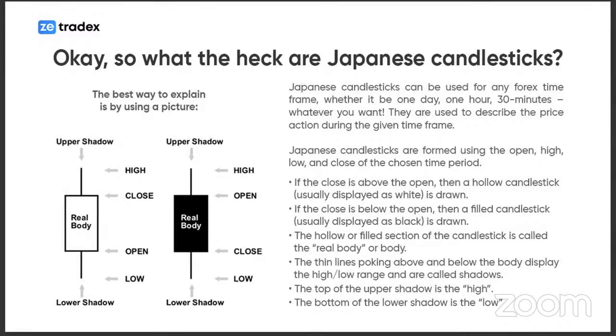And the top of the upper shadow is called the high, while the bottom of the lower shadow is called the low. Now, these candlesticks usually come in various shapes and sizes, and they all have meanings and representations on the chart. They signify something.